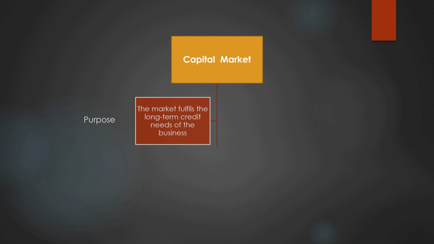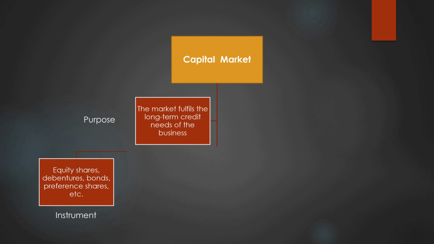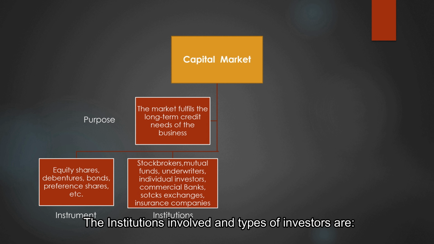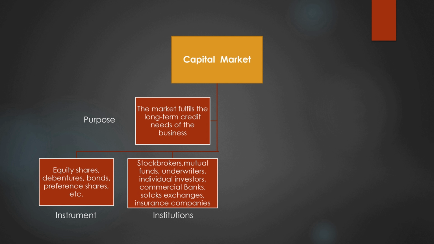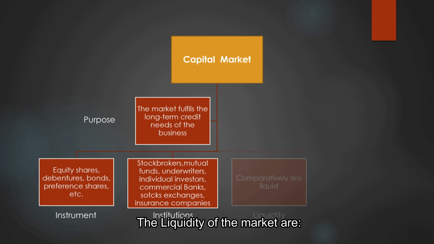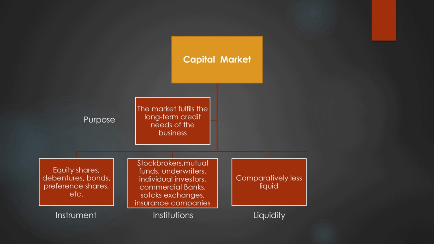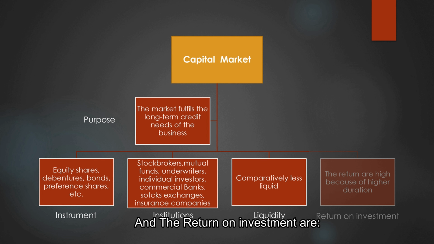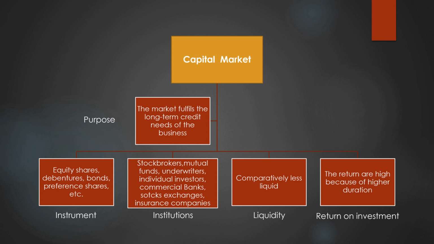Capital market. The market fulfills the long-term credit needs of the business. The types of instruments involved are equity shares, debentures, bonds, preference shares, etc. The institutions involved and types of investors are stockbrokers, mutual funds, underwriters, individual investors, commercial banks, stock exchanges, and insurance companies. The liquidity of the market is comparatively less, and the return on investment is high because of the higher duration.